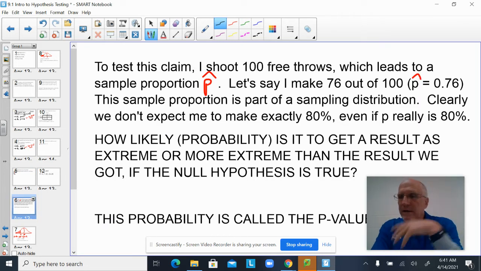All right, so now we're going to test this claim. That's why it's called hypothesis testing. So Matt, I claim I make 80%. Matt thinks, let's go with the less than.